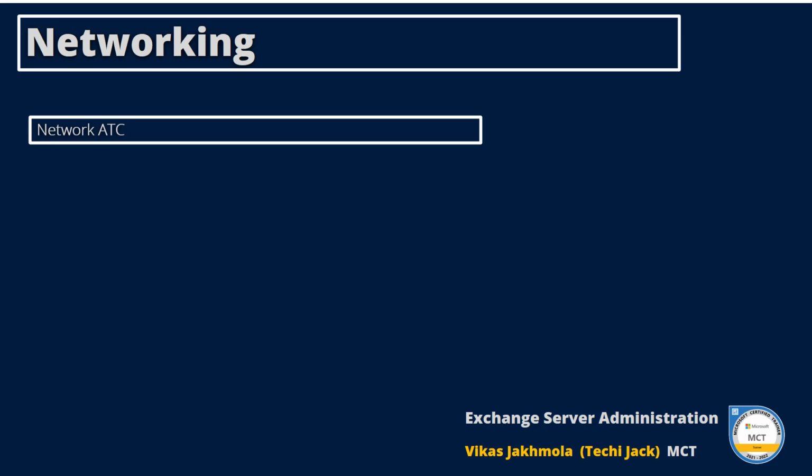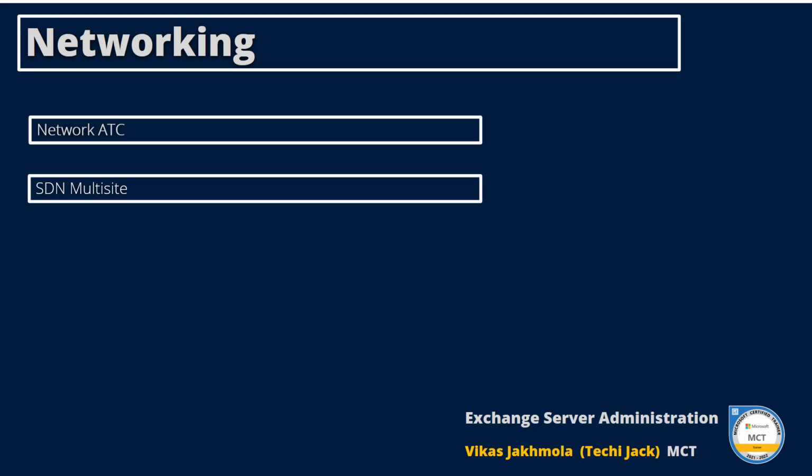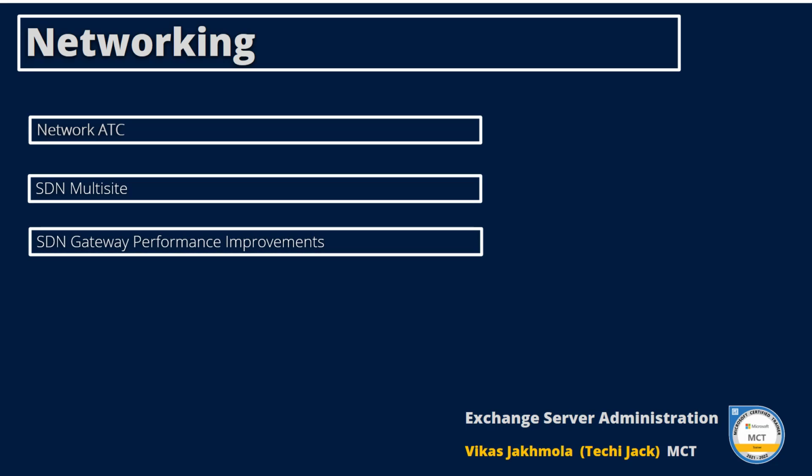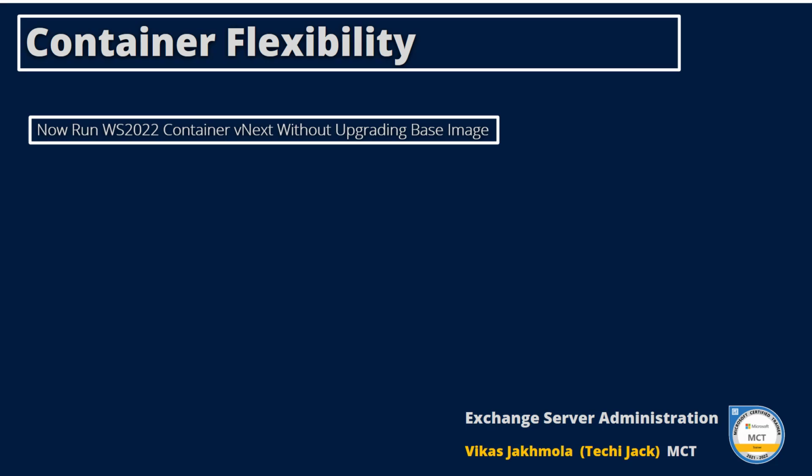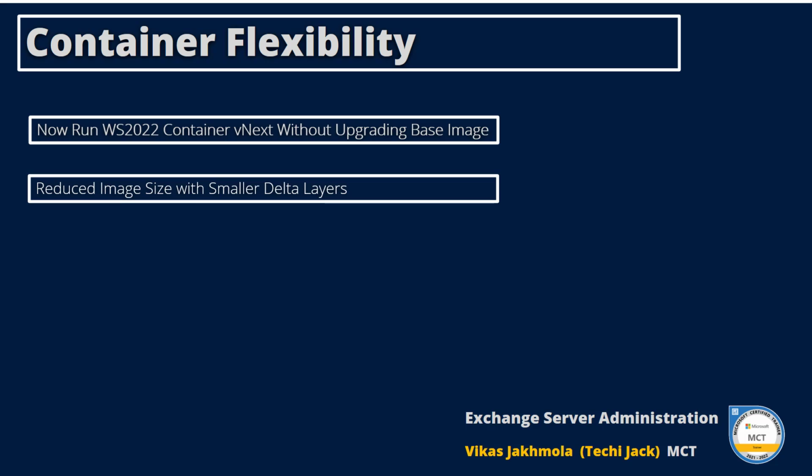The next option we have in the networking is SDN multisite. It supports parity with stretch clusters and it eliminates the need for update policies when workloads move across locations. Next option we have is SDN Gateway Performance Improvement. You will see the SDN Gateway performance improve by 20 to 50% with lower CPU utilization. And the container flexibility. Now you can run Windows Server 2022 containers on vNext without upgrading the base image. And it reduces the image size with smaller delta layers.